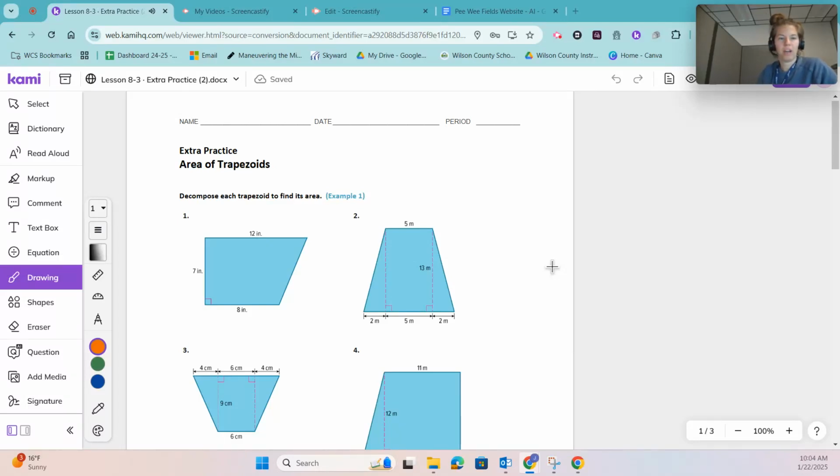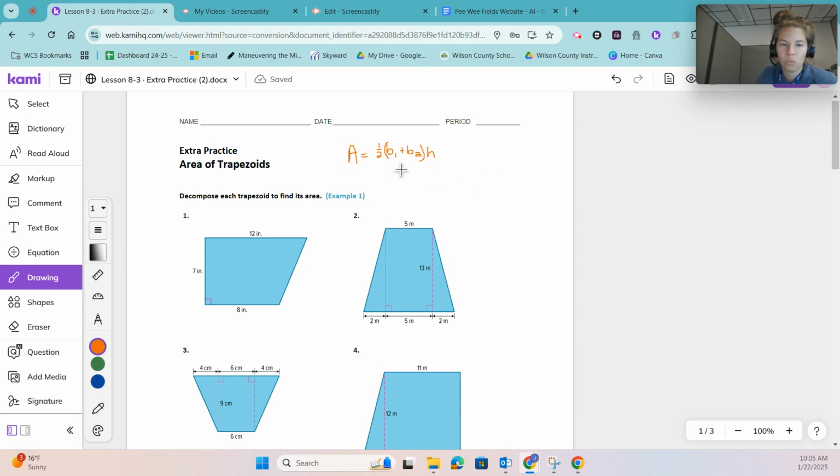Today we'll be talking about area of trapezoids. Our formula for finding the area of a trapezoid is area equals 1/2 base 1 plus base 2 times height. Okay, 1/2 base 1 plus base 2 times the height.